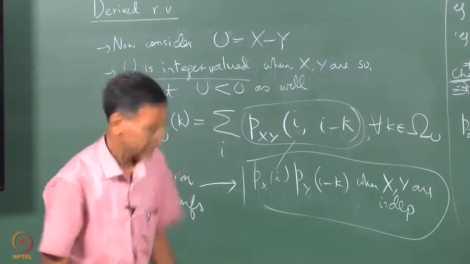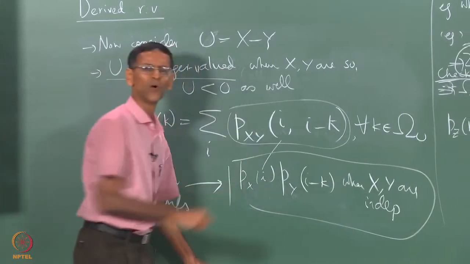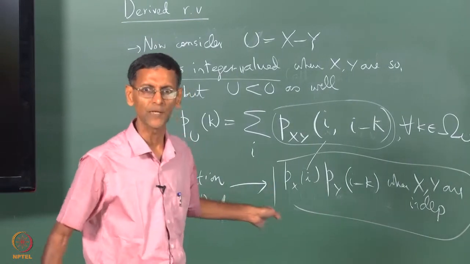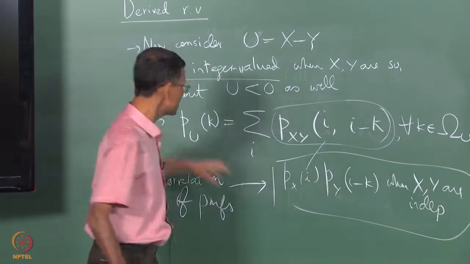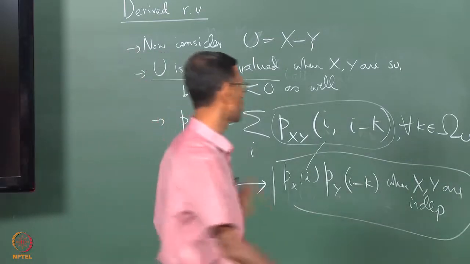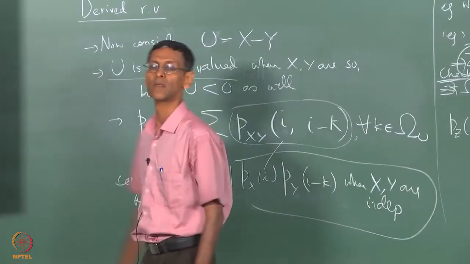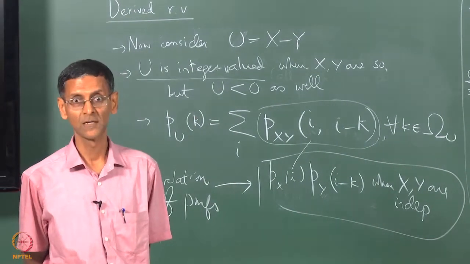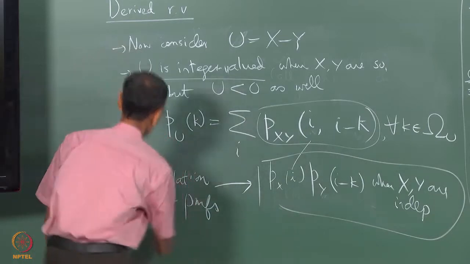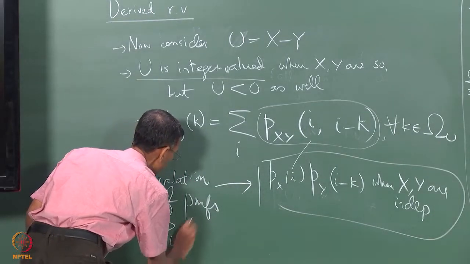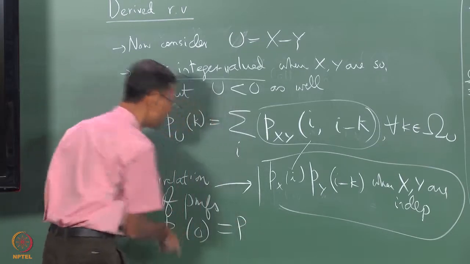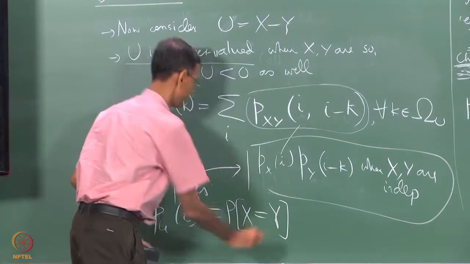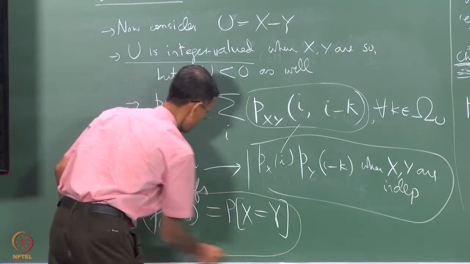This kind of manipulation is best left to a homework exercise. I am not going to do any example here. Just want to point out one thing though: what is P_U of 0? P_U of 0 has some significance. It is basically identical to the probability that X equals Y. These two events, U equal to 0 and X equal to Y, are no different.